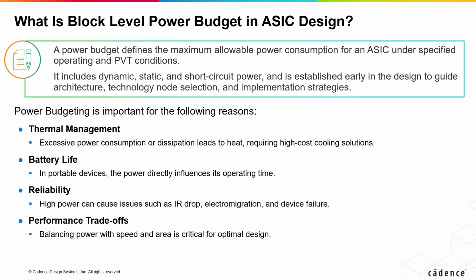Smaller nodes might offer lower dynamic power but could increase leakage. It also influences our architectural choices, such as whether to utilize more parallelism for improved performance or to maintain simplicity to conserve power. Why is this so critical?